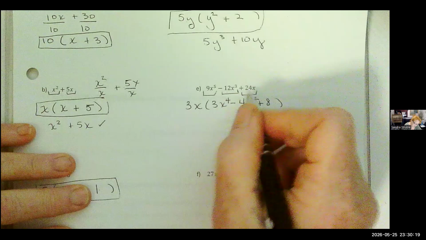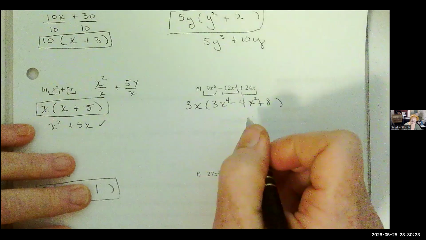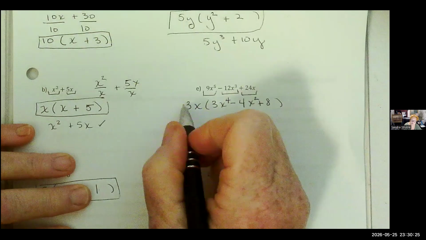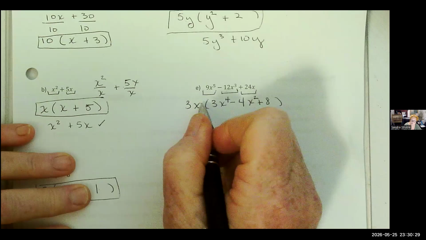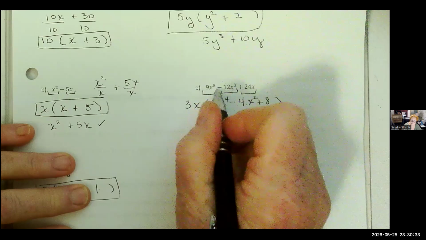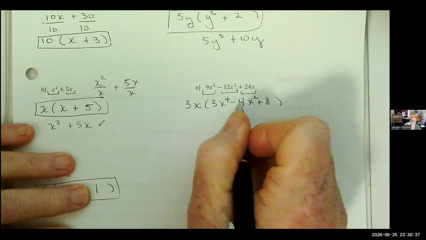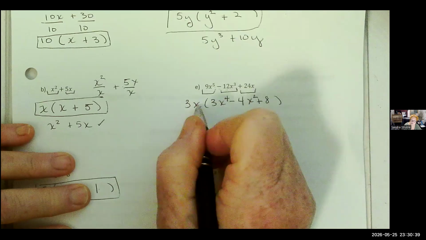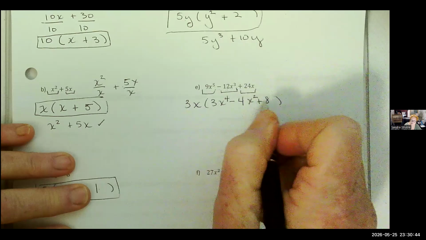All right, we can check that by distributing back in. 3 times 3 is 9. x, remember there's a 1 up here. When you multiply your bases, you add your exponents. So 1 plus 4 is 5. Minus 3 times 4 is 12. x times x squared, 1 plus 2 is 3. And then 3 times 8 is 24. Don't forget the x. So this looks great.